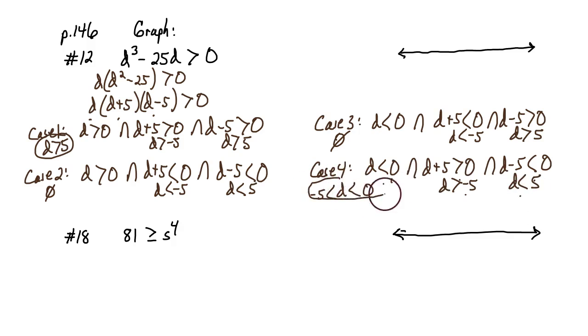So for our graph, we want to show this part and show this part. So if this is positive 5, we can put an open dot and shade to the right. That takes care of case number 1. Now case number 4, here's 0, here's negative 5. Put an open dot on these and shade in between. That takes care of case 4.